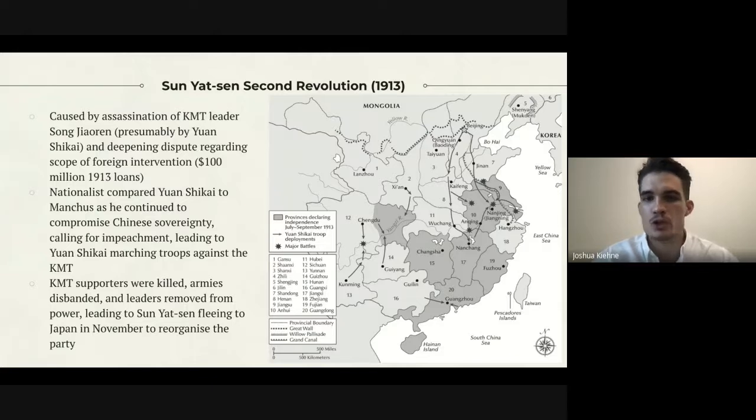And during this time, Yuan Shikai simply bribes provincial officials to support him, and so his power is still very provincial. He doesn't have central authority at all. He doesn't have absolute control over China at all. And so after the failure of the Second Revolution, we have Sun Yat-sen fleeing China to travel back to Japan in an attempt to reorganize the party.